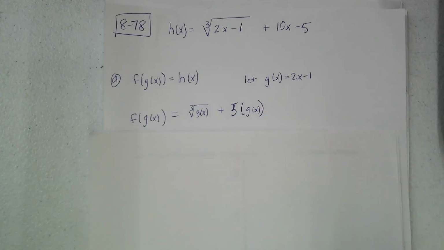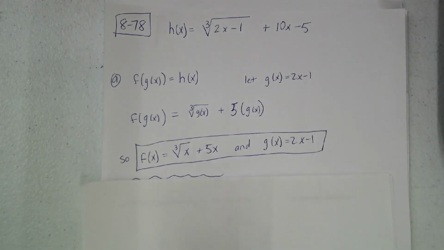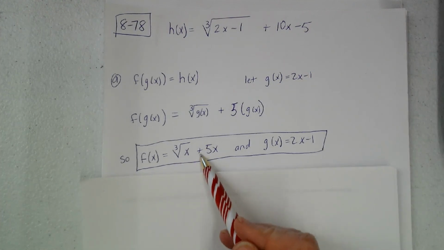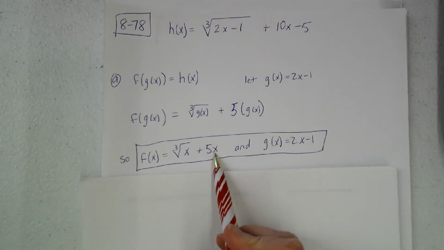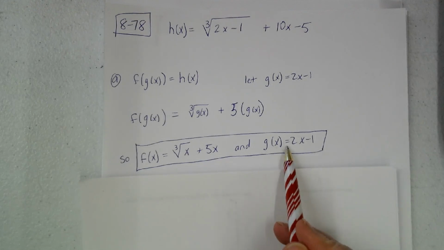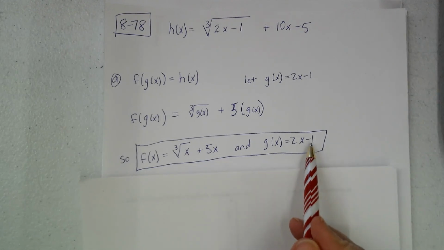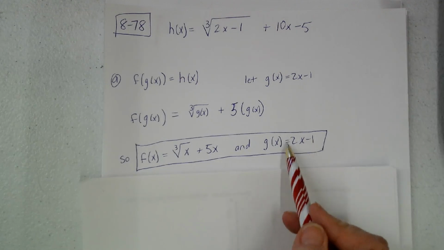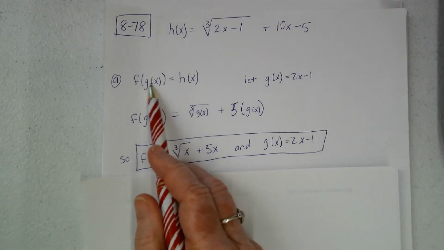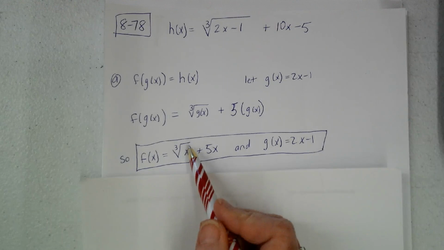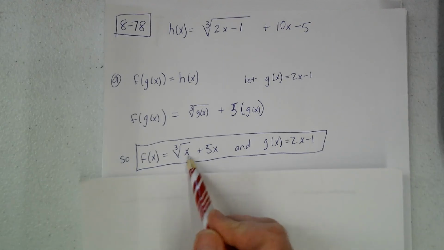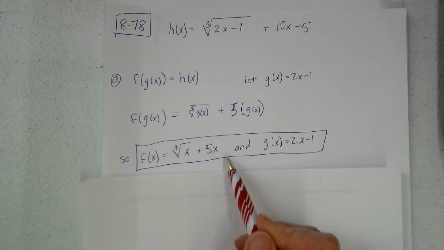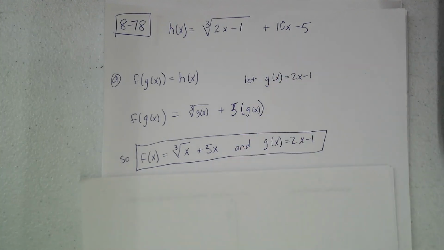So what I'm saying is that if f of x is cube root of x plus 5x, and I let g of x be 2x minus 1, that's all going to equal h of x, because when I plug g of x in, see how we're plugging g of x in, that puts the 2x minus 1 right here, and then it gives me 5 times 2x minus 1 here, and all I have to do is distribute out and get my h of x.